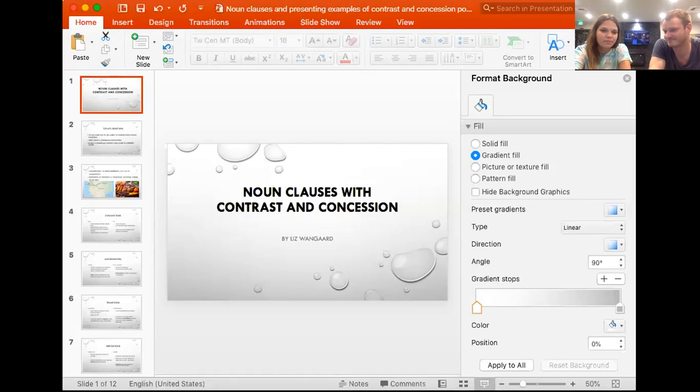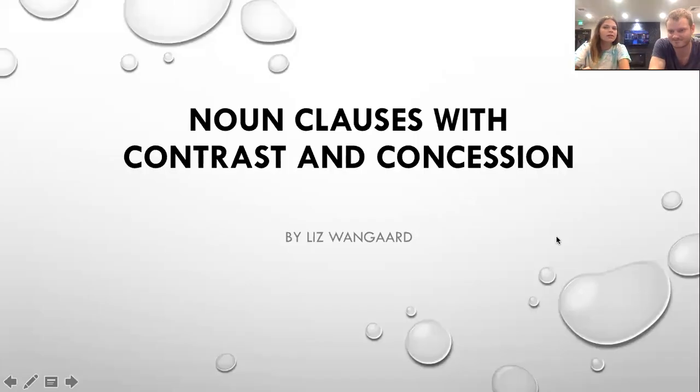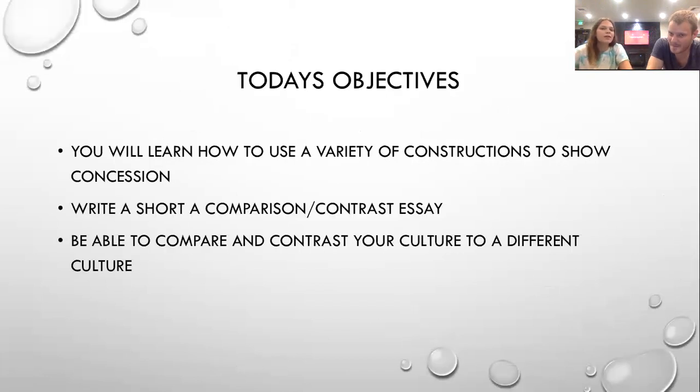All right, so we are going to be talking about noun clauses with contrast and concession. You're going to learn how to use a variety of constructions to show concession. By the end of this, you will be able to write a short comparison and contrast essay, comparing and contrasting your culture to someone else's. So it can be American culture, Italian culture, whatever you want. You get to learn about it and choose that.